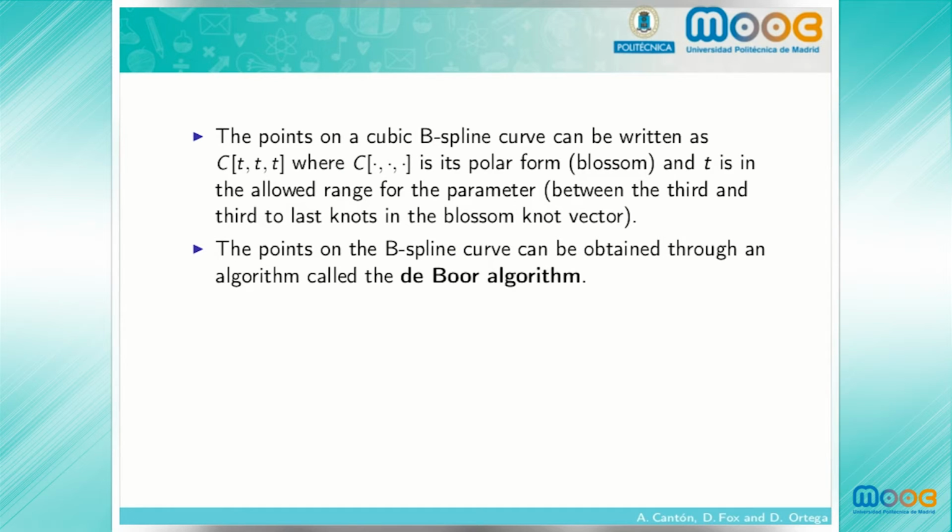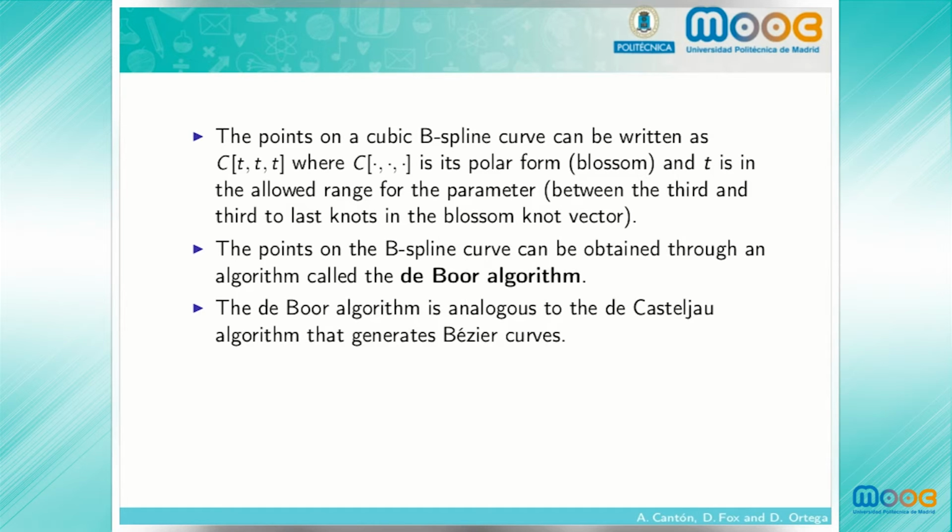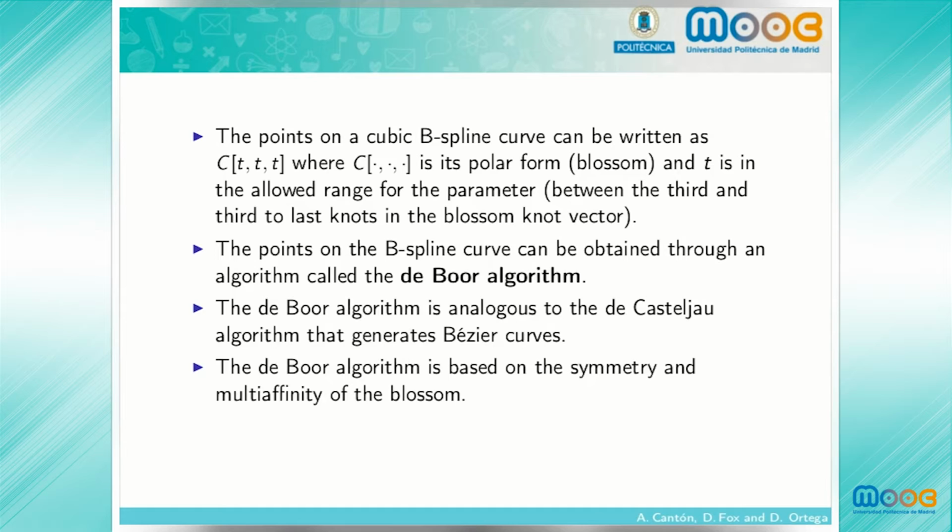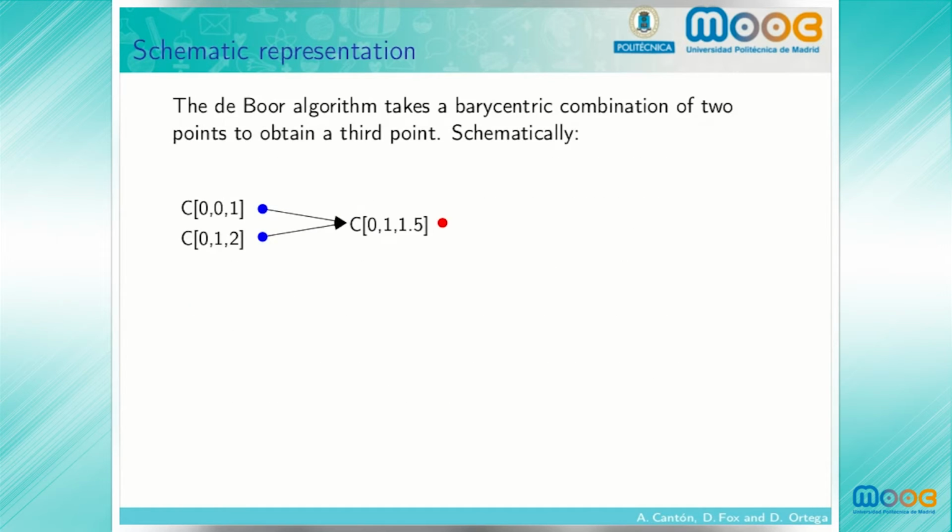The points on the B-spline curve can be obtained through an algorithm called the de Boor algorithm. The de Boor algorithm is analogous to the de Casteljau algorithm that generates Bezier curves. The de Boor algorithm is based on the symmetry and multi-affinity of the blossom. We'll see now a schematic representation of the de Boor algorithm. The de Boor algorithm takes a barycentric combination of 2 points to obtain a third point.